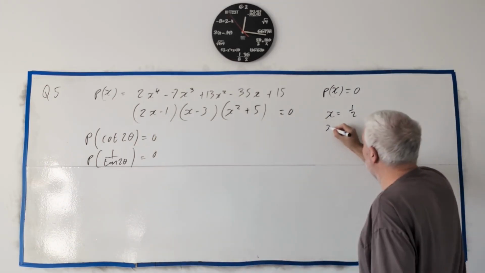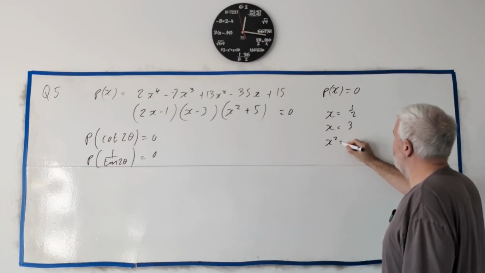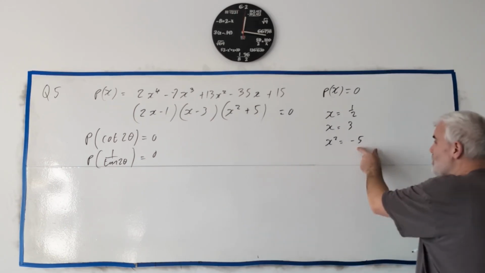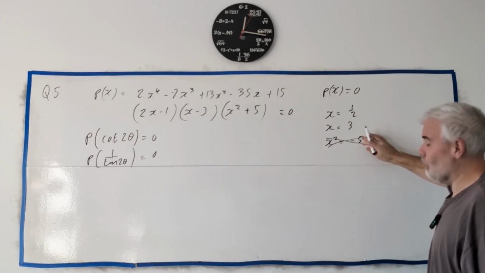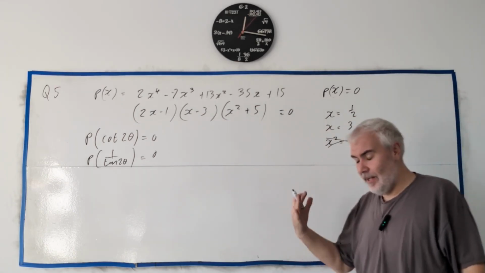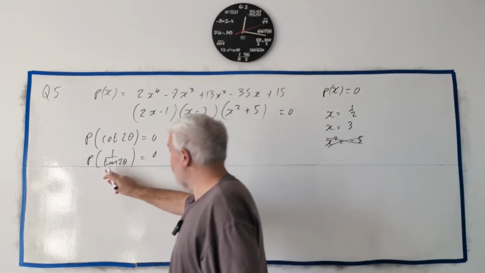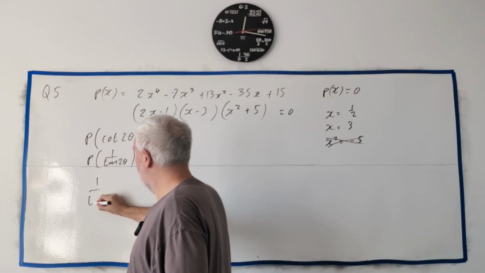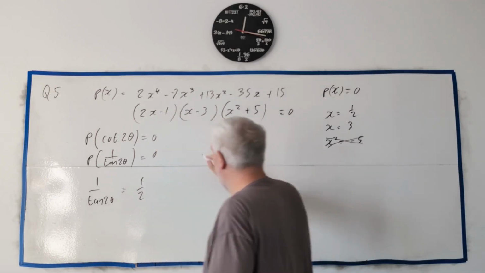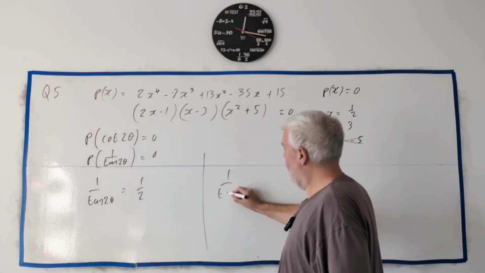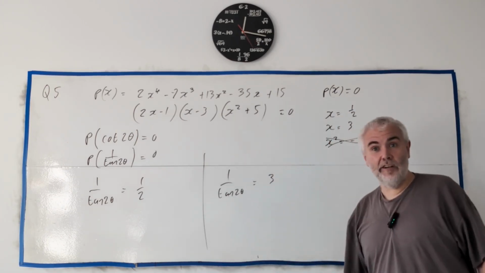Sometimes it's x is equal to 3, or it's x squared is equal to minus 5. And this one here has no answer. There's no answer to x squared equals a negative number. So that one's gone. So there's only really 2 options in this. Instead of x, though, we can write 1 over tan 2 theta must equal a half, or 1 over tan 2 theta is equal 3. They're the only 2 options.